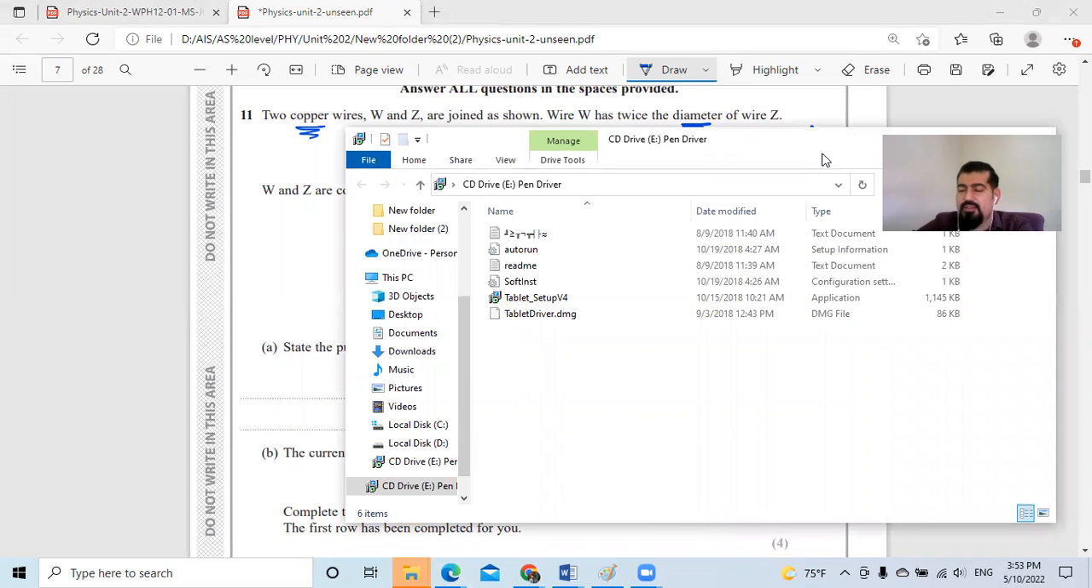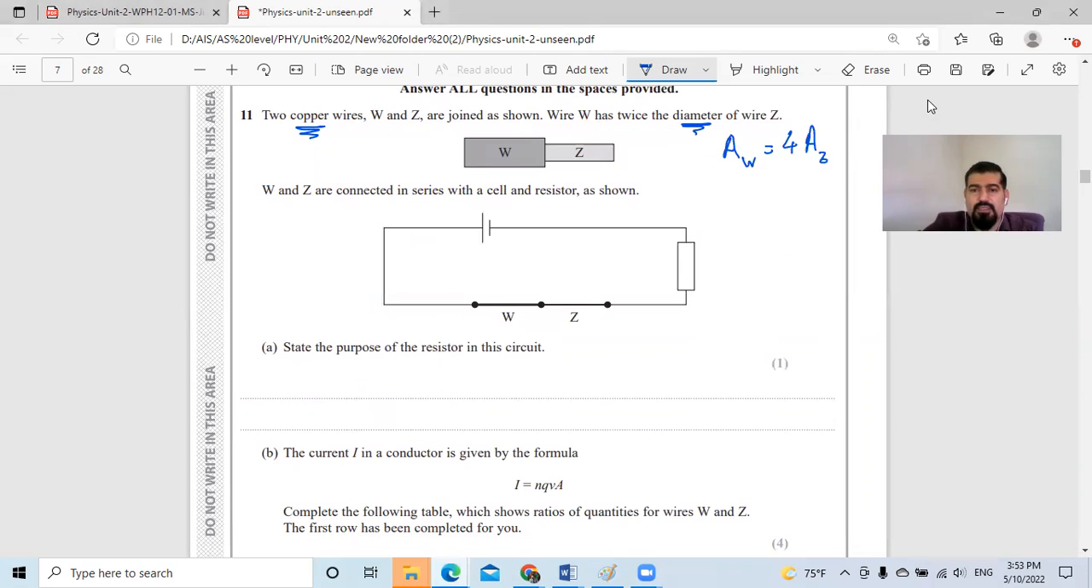Again, why is the cross-section area for W 4 times? Who can tell me? Because we know that the area equals pi r squared, and that means pi diameter squared divided by 4. So when we say that the diameter is twice, that means I'm saying 2 squared, which is 4. Thank you, Hamza.